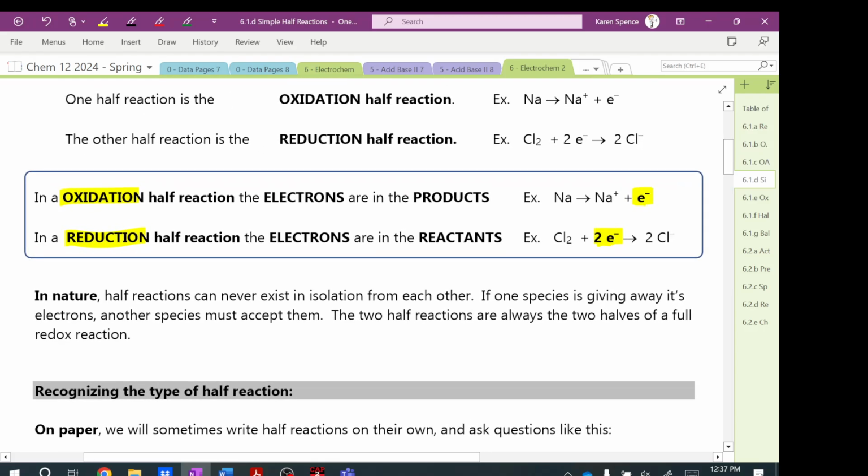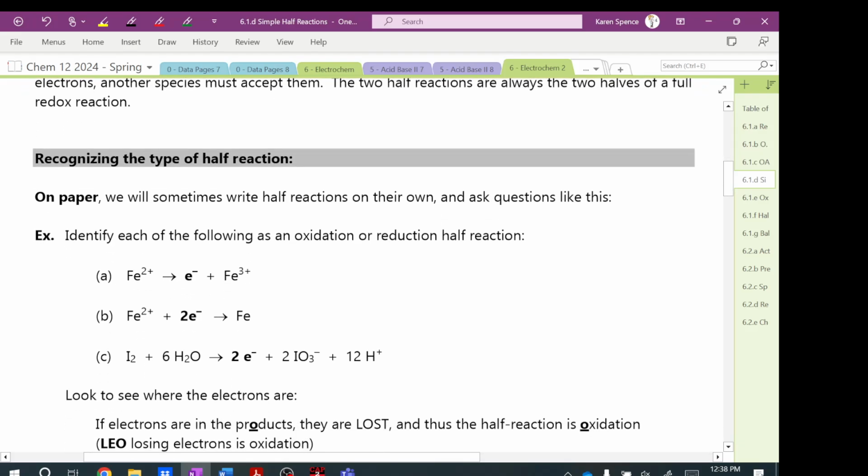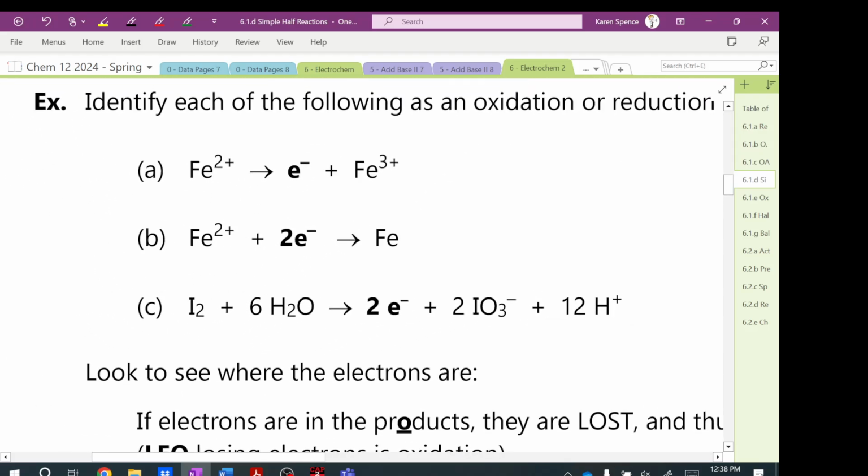You can never have half reactions in isolation from each other in nature, because if one species is giving electrons, the other one has to be there to take them. However, it is super useful on paper to be able to write half reactions on their own. So please identify each of these 3 things here as either oxidation or reduction. Write that down. You can just write red for reduction and ox for oxidation.